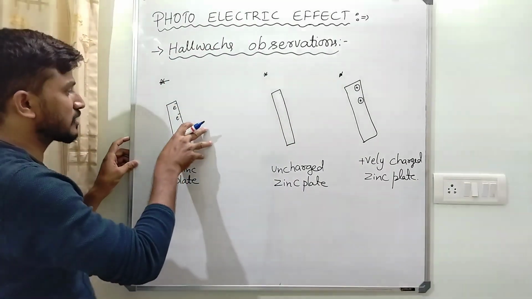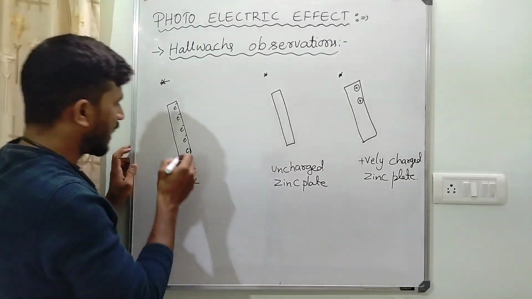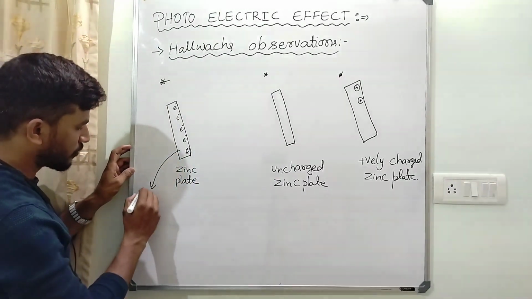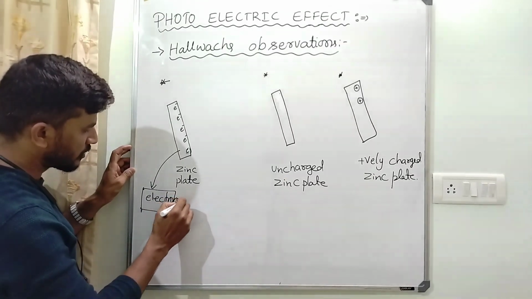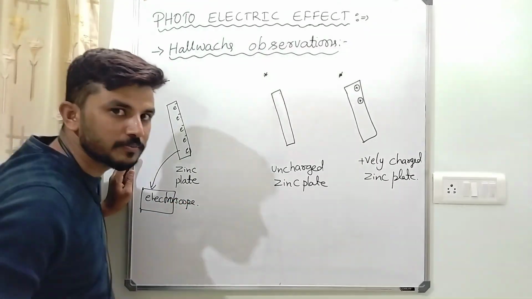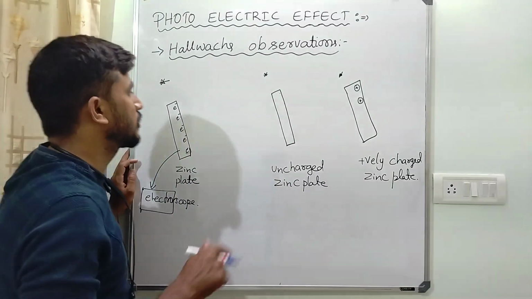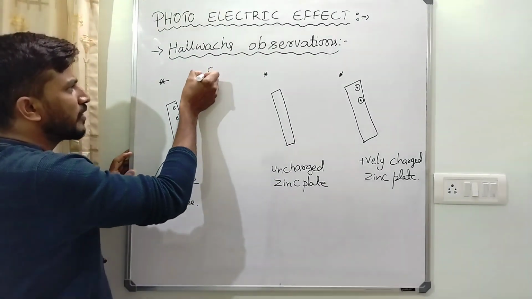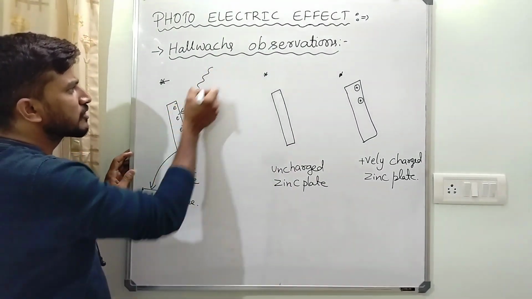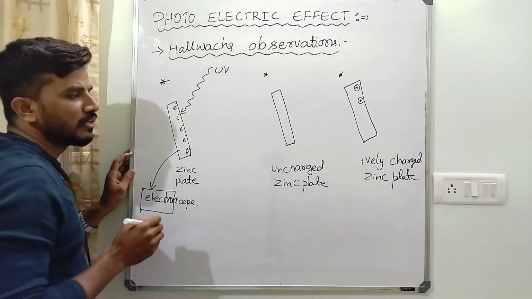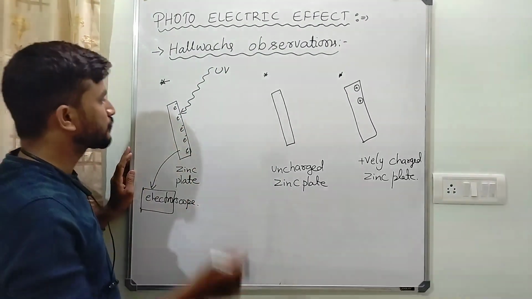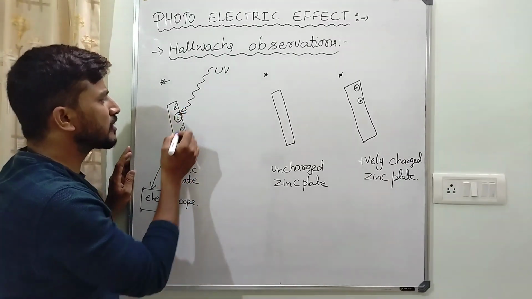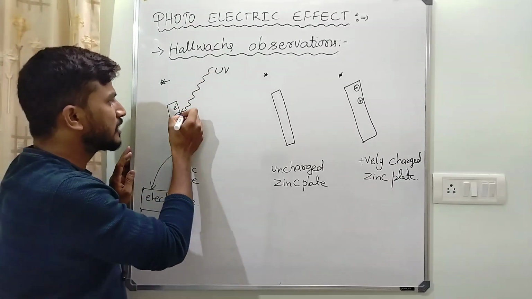So he has taken first one negatively charged zinc plate, and it is connected to an electroscope. This is the electroscope, the instrument used to measure charge on a body. Very important point: he observed that when UV radiations, UV light, fall on the metal surface or zinc plate, the electrons present on the surface absorb that energy and come out.